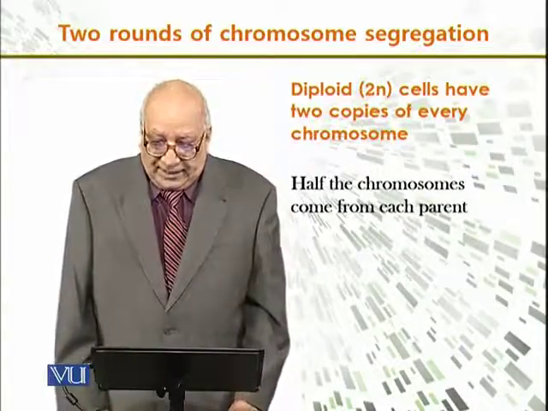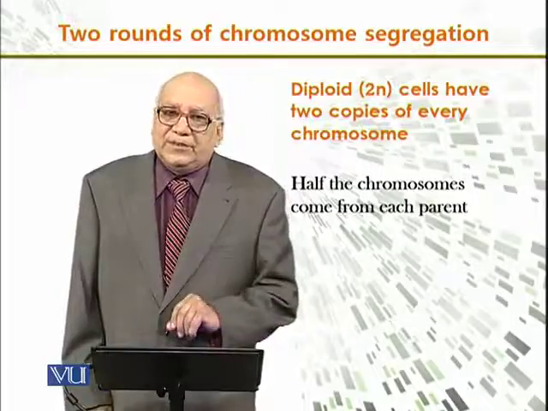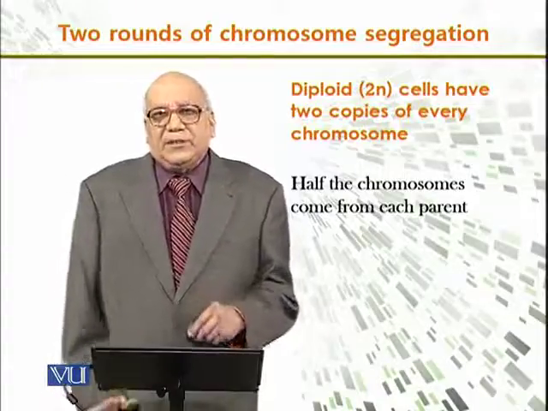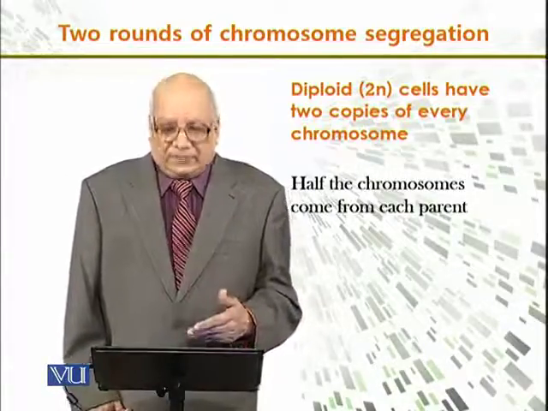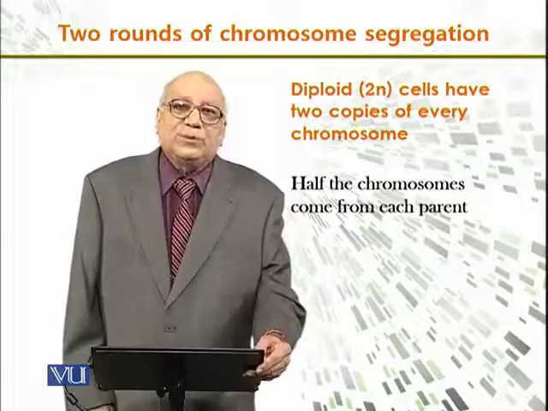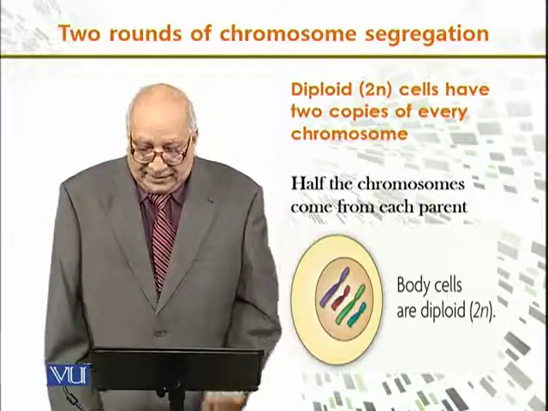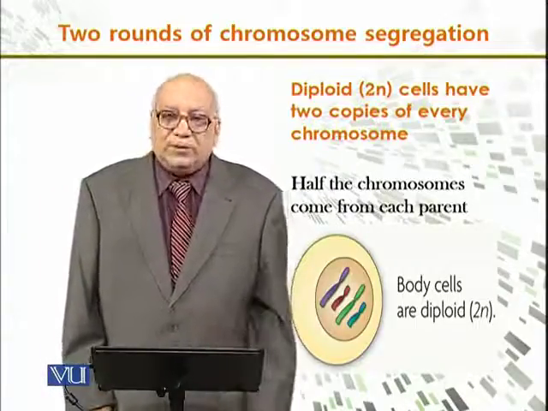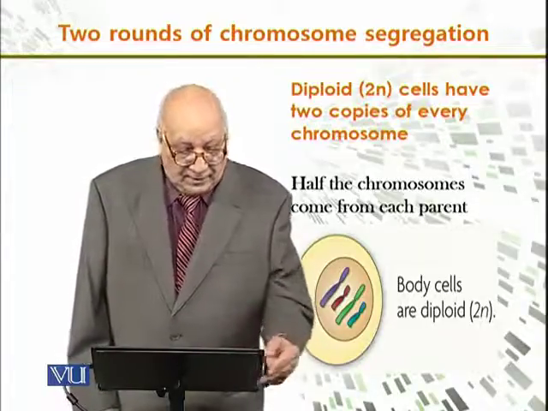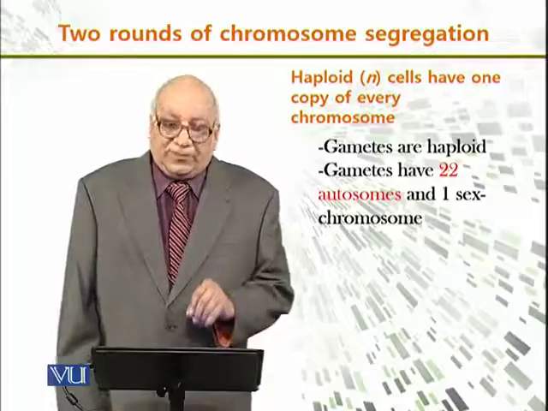Now diploid cells have 2 copies of every chromosome. जिस तरह आपको पता होगा कि chromosomes, they are responsible for our genetic characteristics, or the genetic characteristics for every organism. And half the chromosomes come from each parent, that is through sexual reproduction. Just like this, the body cells, the diploid has got 2 copies. You can see the blue and red, green and blue. Haploid cells have 1 copy of every chromosome.